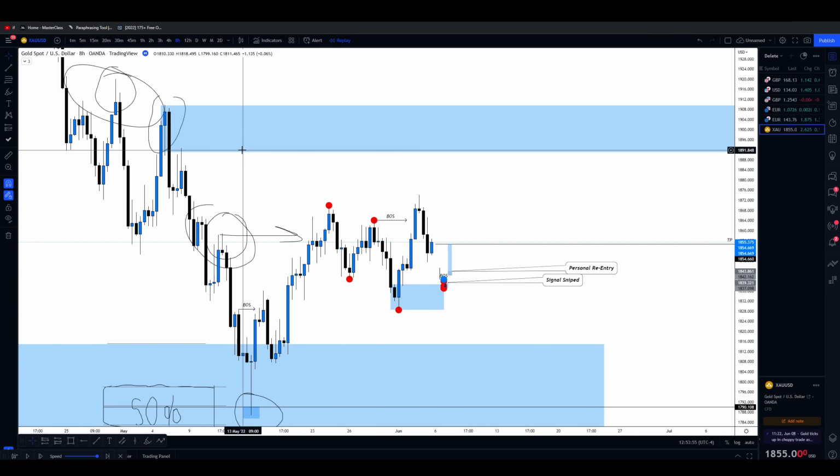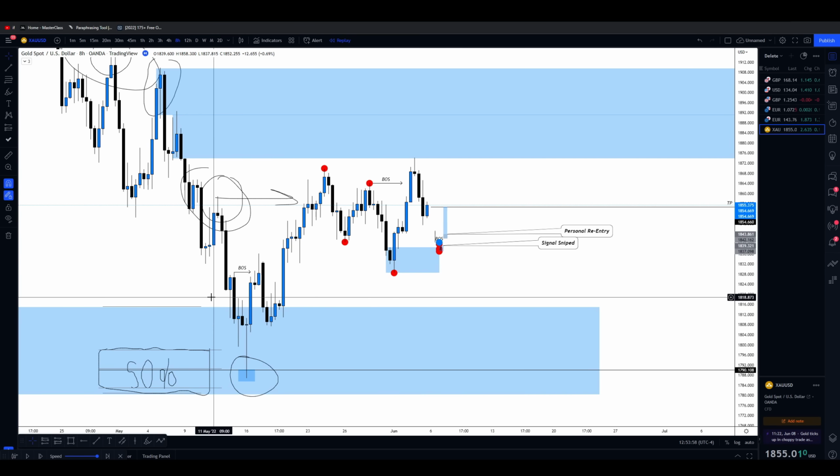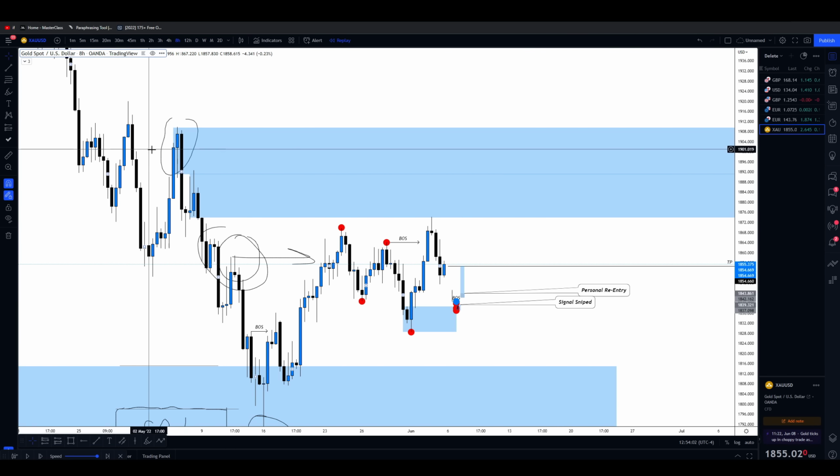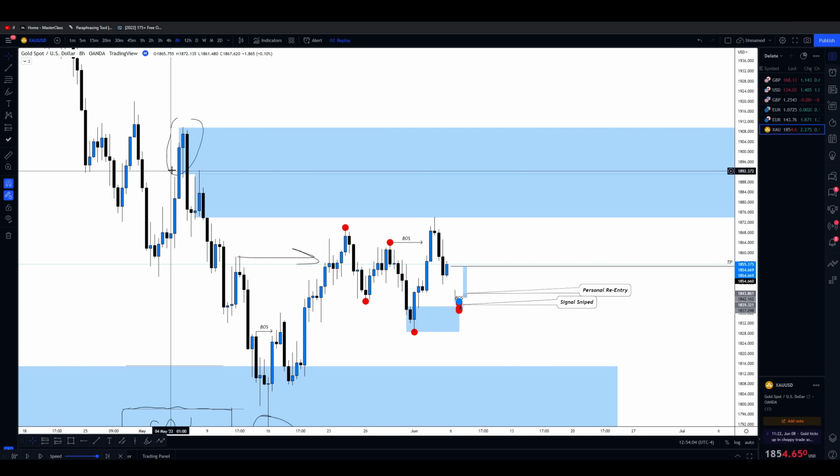And I'm not looking at this supply zone. I'm not looking at this supply zone because we've entered a macro demand zone. So all this micro stuff is no longer useful to me, is no longer of use, and you can now invalidate it.